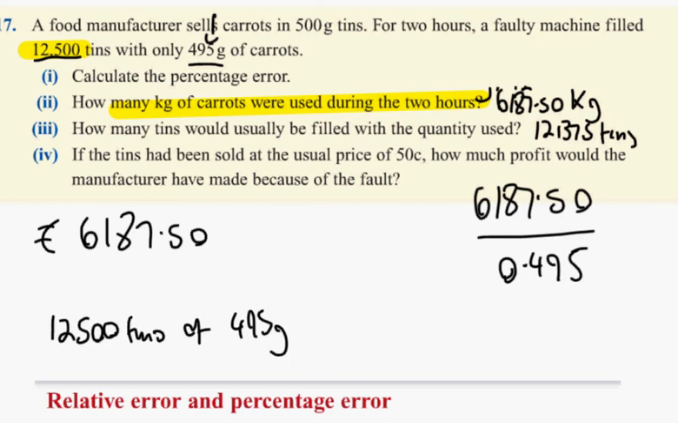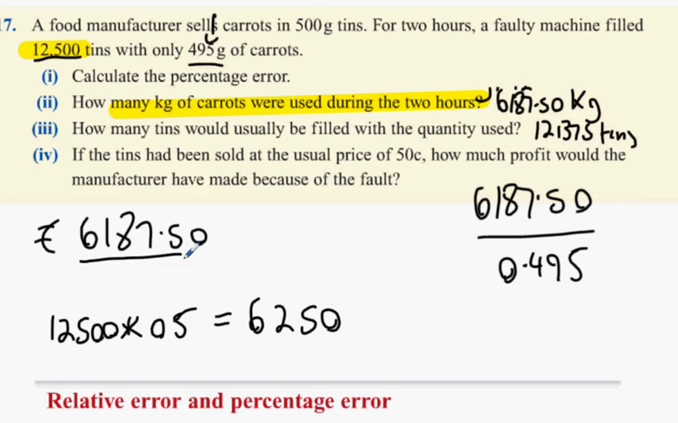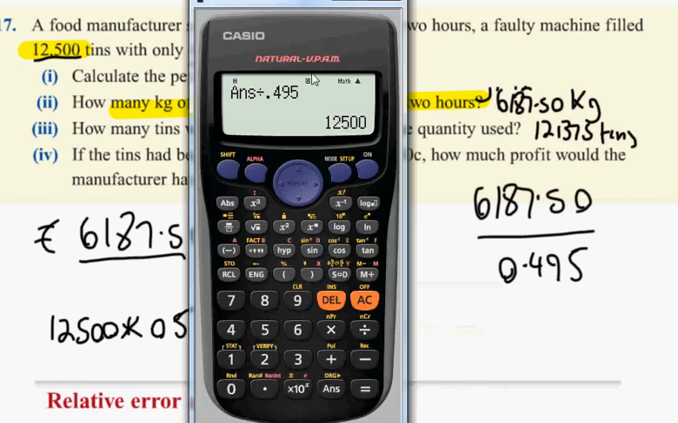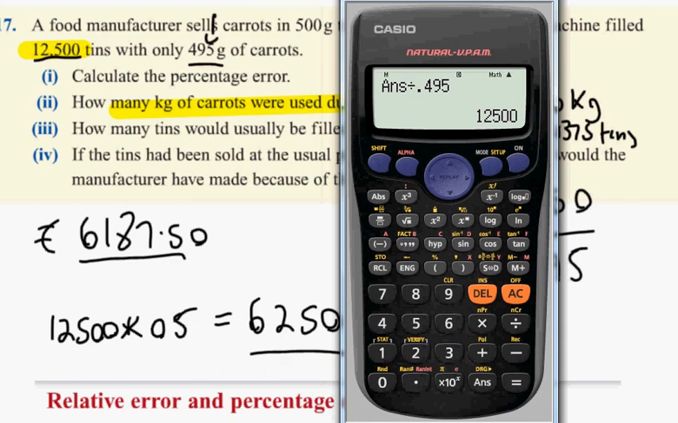We're still selling it wrongfully at 50 cents a go. So we multiply by 0.5, and what do we get? 6,250. How much extra profit did I make from not selling 500 grams but selling 495 grams per tin instead? So how much extra money did I make? €62.50, I'd say. Close enough though. 62.50.